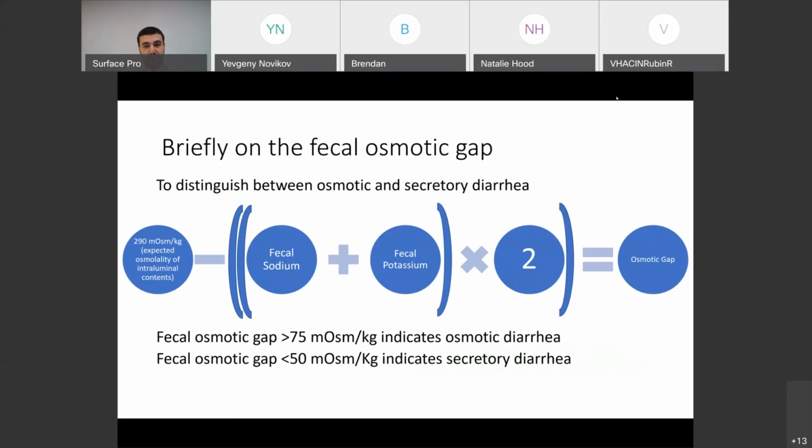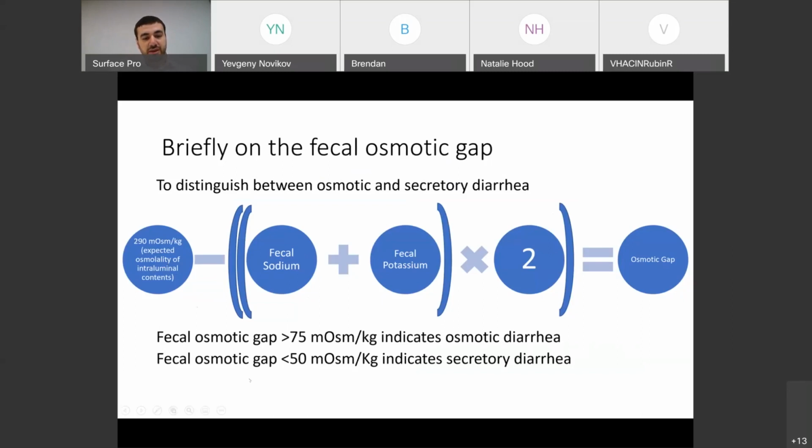In terms of the equation, you have a fecal sodium and you have a fecal potassium. Those are the major cations in the stool. So you add those together and you multiply them by 2 because you also want to account for the anions in the stool. So you've doubled them now because for every cation, we're assuming there's an anion. And then you subtract that from 290, 290 being the expected osmolality of the stool, and that will give you the osmotic gap. So if there is a large osmotic gap, it means that there is something else in the stool that's not an electrolyte that is accounting for that gap.